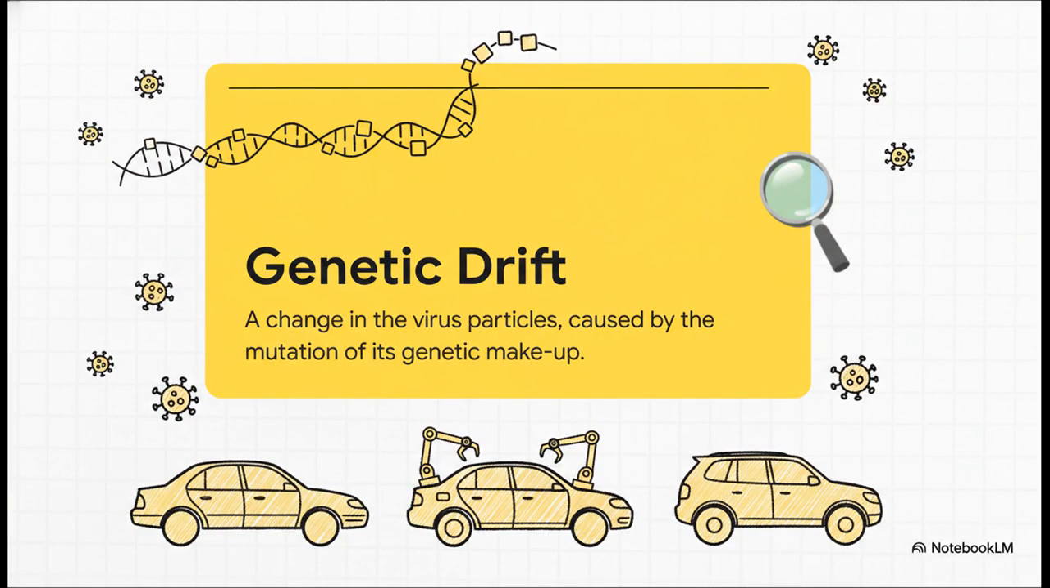So what exactly is genetic drift? You can think of it as a domino effect from that first mutation. When the genes change, the virus particles themselves start to change. It's kind of like a car factory deciding not just to offer a new paint color, but to completely retool the assembly line to build a whole new model, one that's better for a totally different kind of terrain. The virus is literally rebuilding itself as it goes.